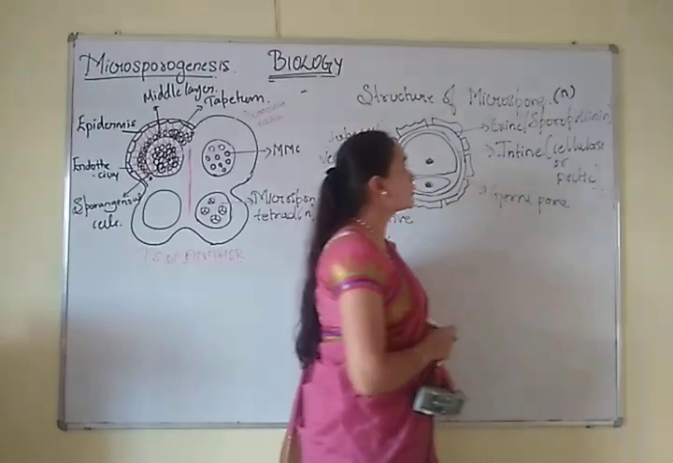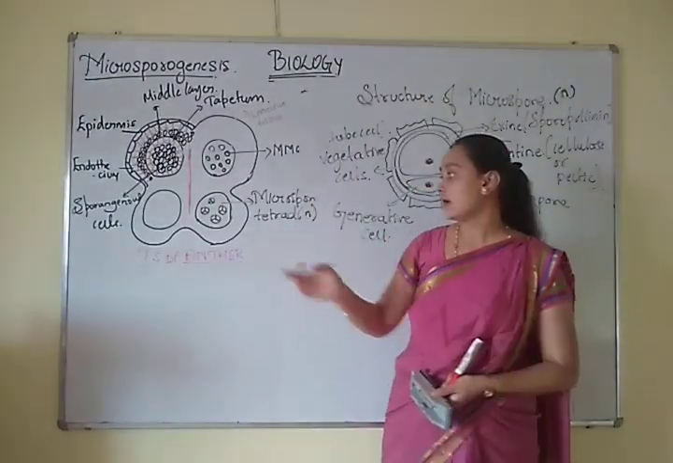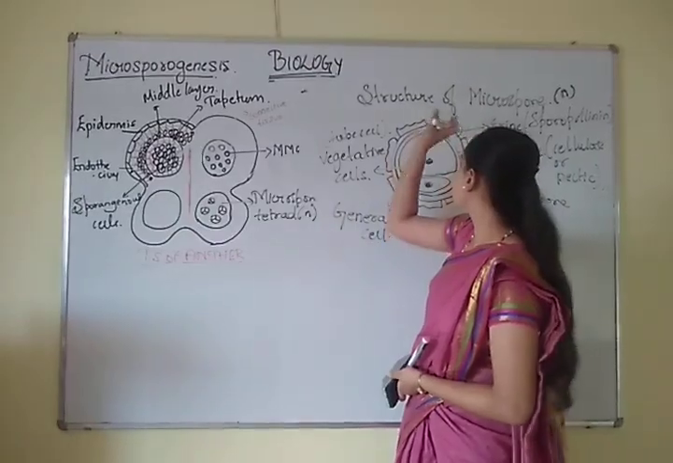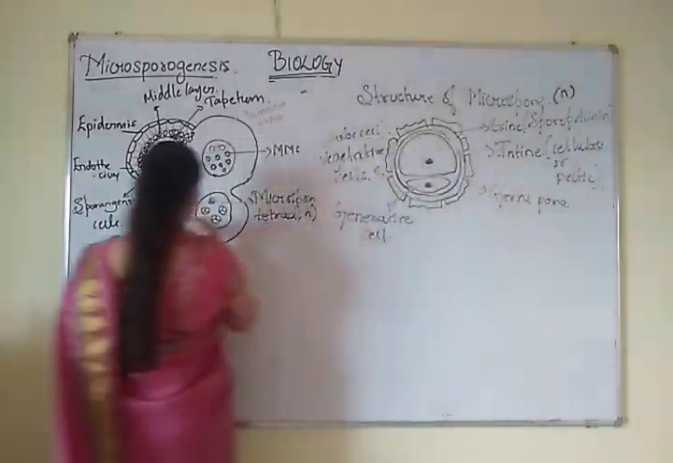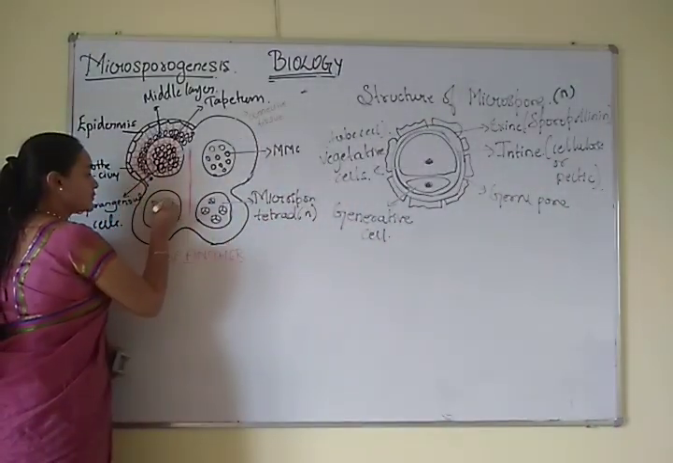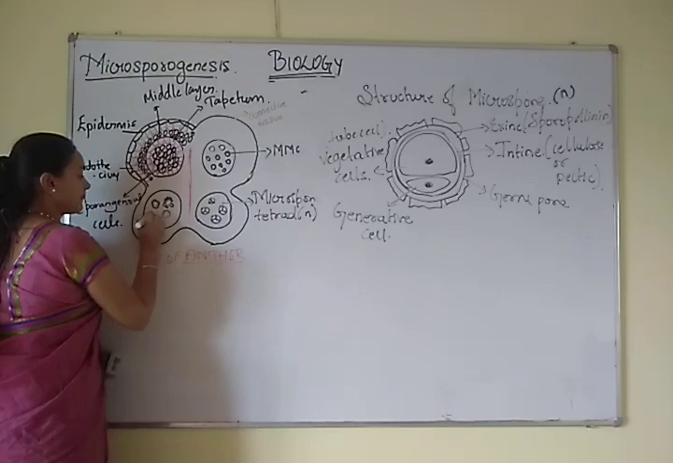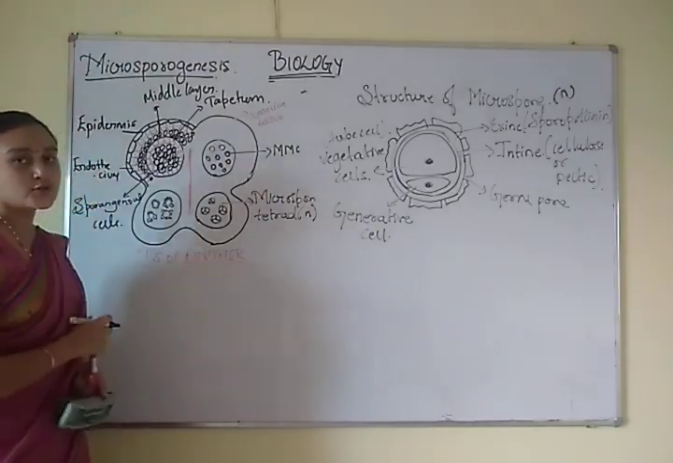Understood? Now let's see. This microspore is nothing but the pollen grain. In the next stage it has now fully developed. It has the intine, exine and all. This is the last stage where the pollen grains are formed.